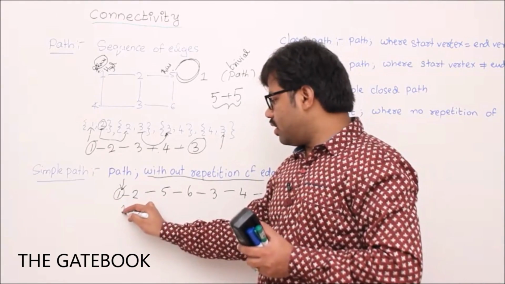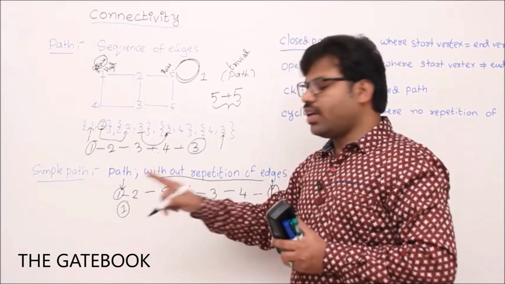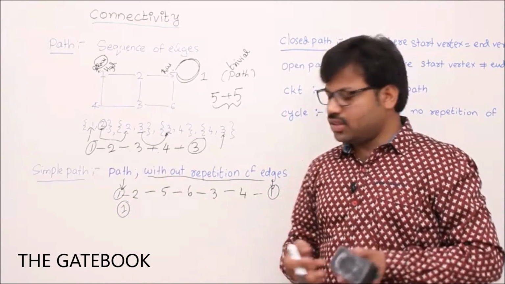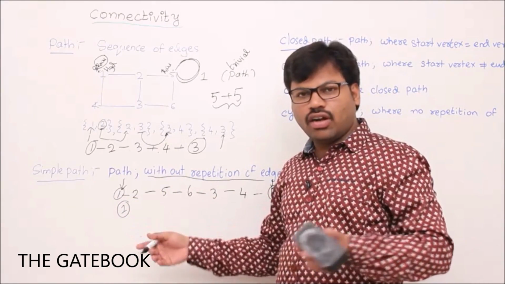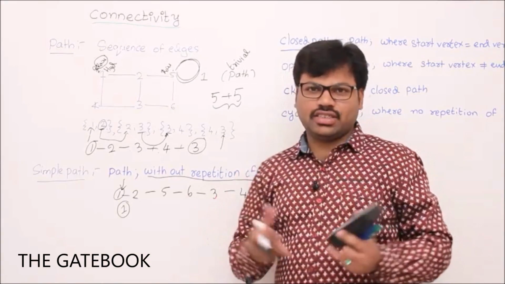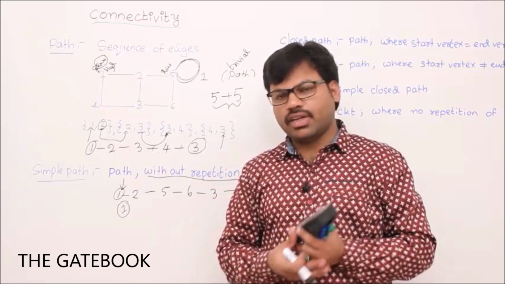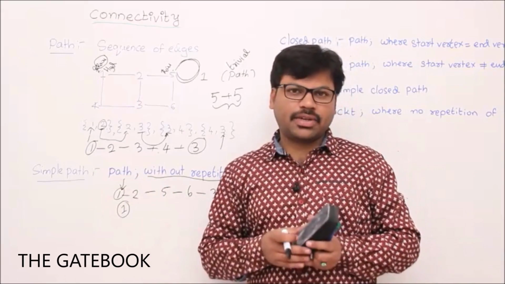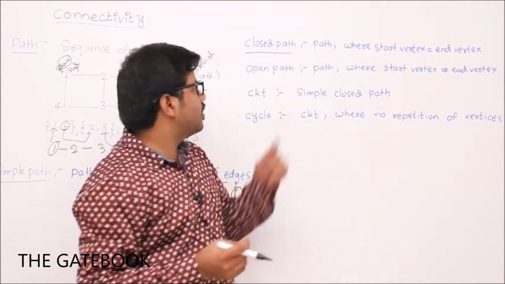Every trivial path, for example 1, is a trivial path with 0 edges, isn't it? This is a simple path because you are not repeating edges. Even when you don't have edges, every trivial path will definitely become a simple path. Okay, now let's see closed path.